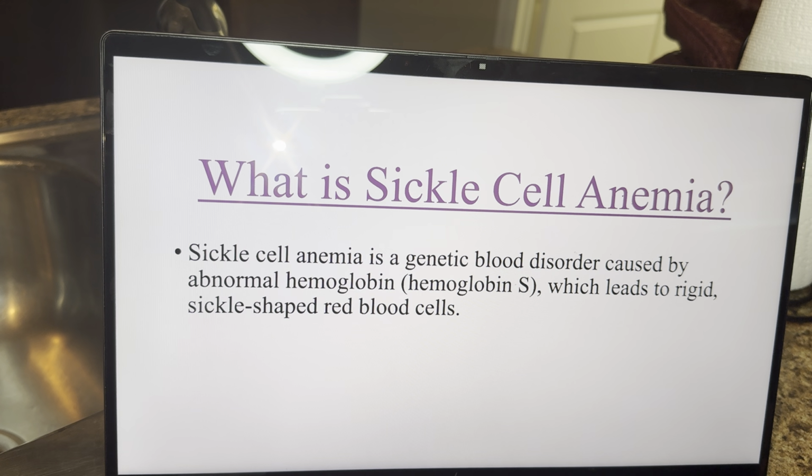Sickle cell anemia is a genetic blood disorder caused by abnormal hemoglobin S, which leads to rigid, sickle-shaped red blood cells.